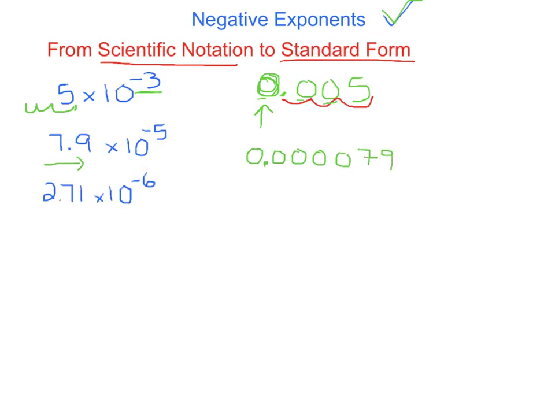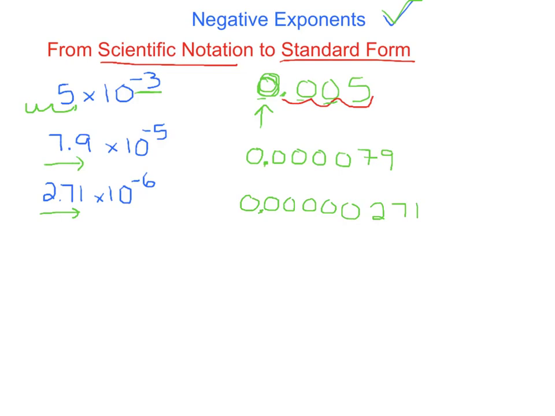So in this case, 2.71 times 10 to the power of negative 6. Exponent -6, so I'm going to count 1, 2, 3, 4, 5, 6 zeros, decimal in between the first two zeros, and then I just list my numbers, 2, 7, 1.